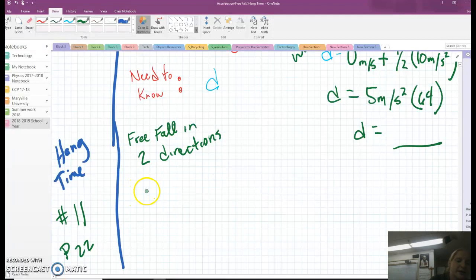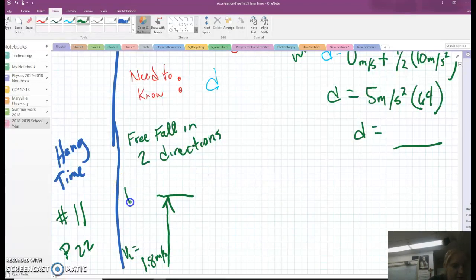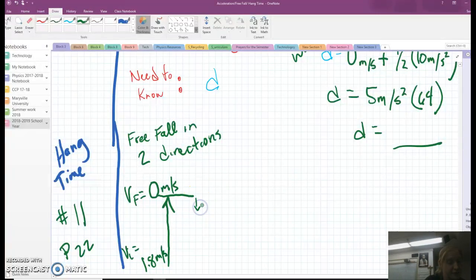It says a ballerina leaves the ground at a velocity of 1.8 meters per second. Well, I only have an equation for one directional motion. I only have a free fall equation. So I'm only going to pay attention to one direction of her motion right now. When she reaches the peak of her jump, her VI is equal to 1.8. Her V final at the peak of her jump, when she's reached the highest point she can go, is 0, because she's stopped and she's switching direction. She is now getting ready to fall back to the ground.